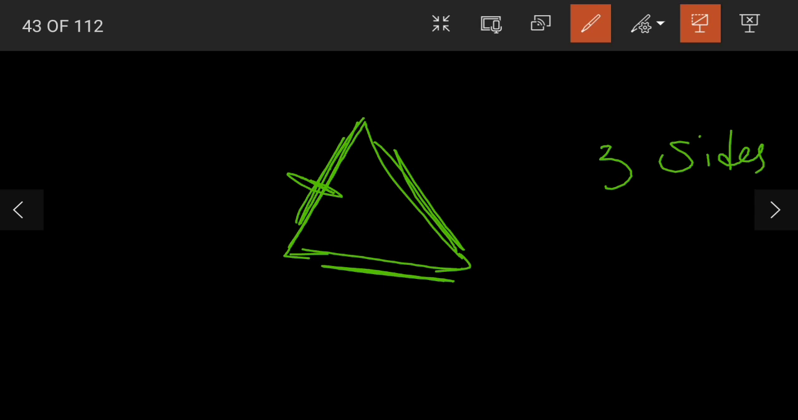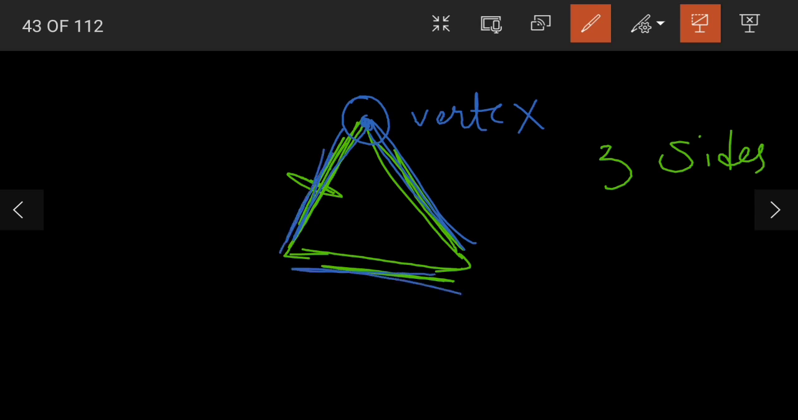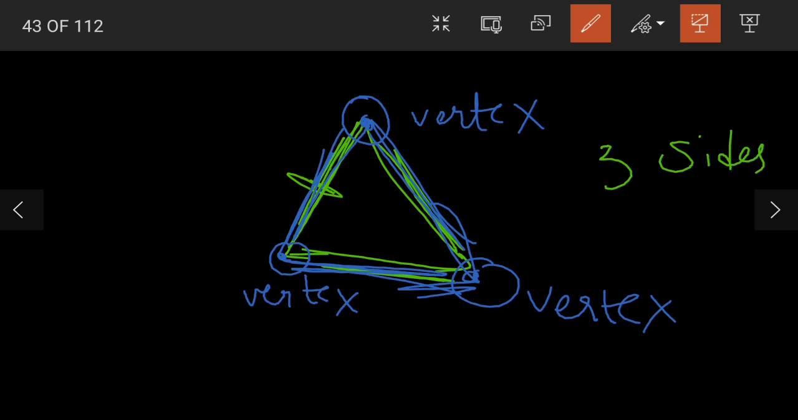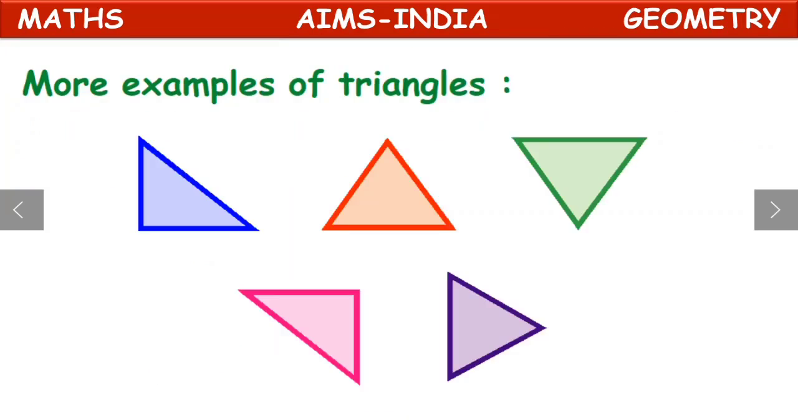Now what is this vertex here? When 2 sides join at this point, then that point becomes the vertex of the given triangle. Again, when these 2 sides join here, this point becomes another vertex of the triangle. Again, when these 2 sides join here, that would be another vertex. So in total, a triangle has 3 sides and also 3 vertices.